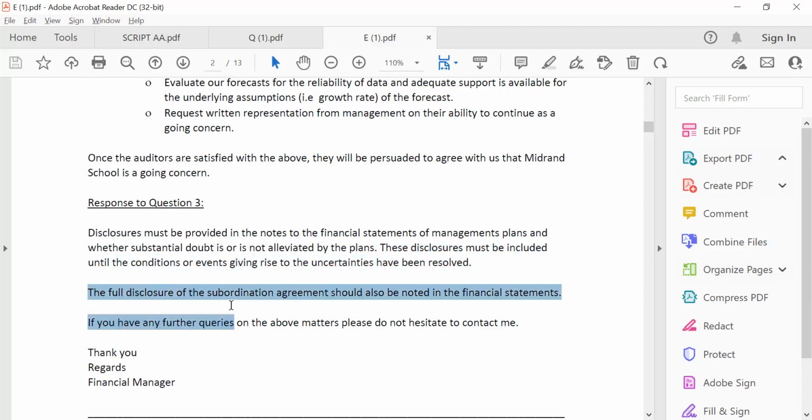Then it says the full disclosure of the subordination agreement should be noted in the financial statements. Okay, that's fair. You can see where the candidate is coming from, but that's the only valid disclosure that they've given. Over and above everything that they could have spoken about as considerations for disclosures, the specific aspects of the disclosure are not apparent in this discussion. So the response to question 3 is also not very good. It's just not here or there.